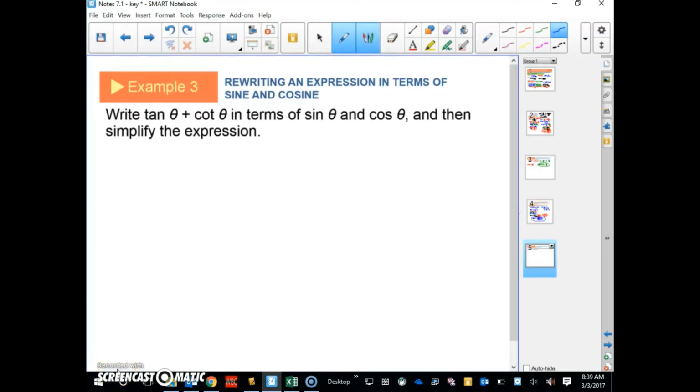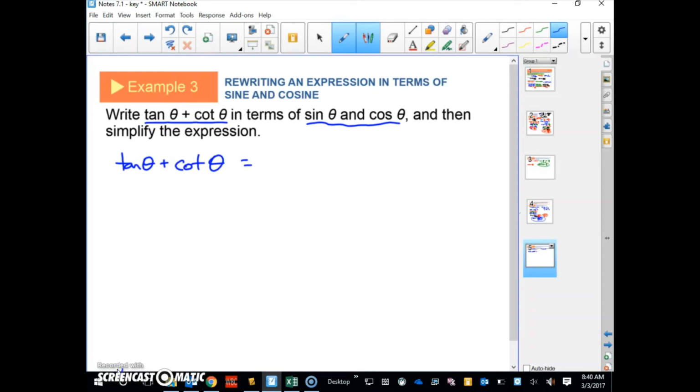Example 3, we're writing tangent theta plus cotangent theta in terms of sine and cosine. Okay, sine theta and cosine theta. This is a very common trick that you'll use. It's a very common skill in order to try to simplify expressions. You'll just rewrite stuff using sine and cosine, and then things will start falling out a lot of times. So tangent theta plus cotangent theta, we want to write those in terms of sine and cosine.